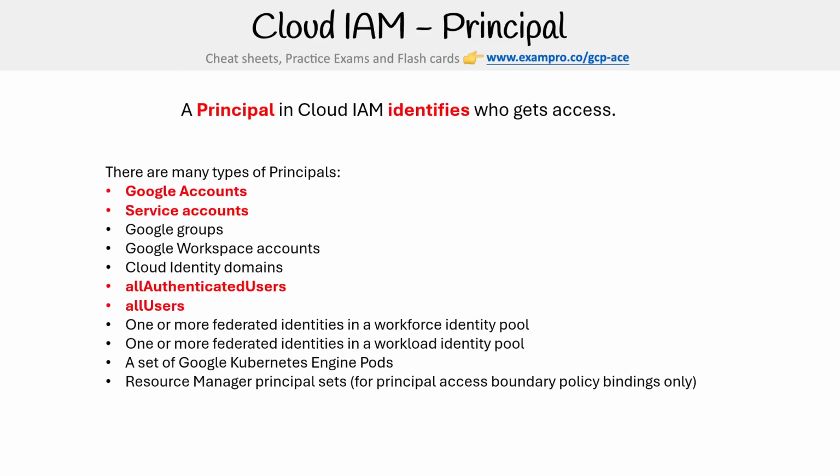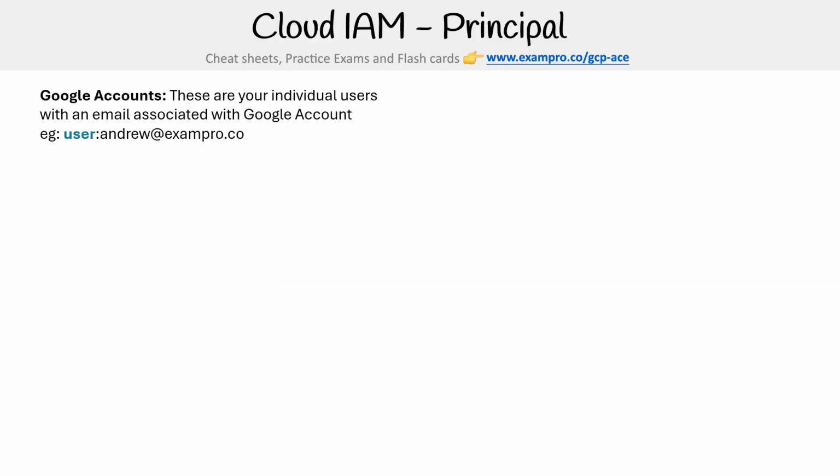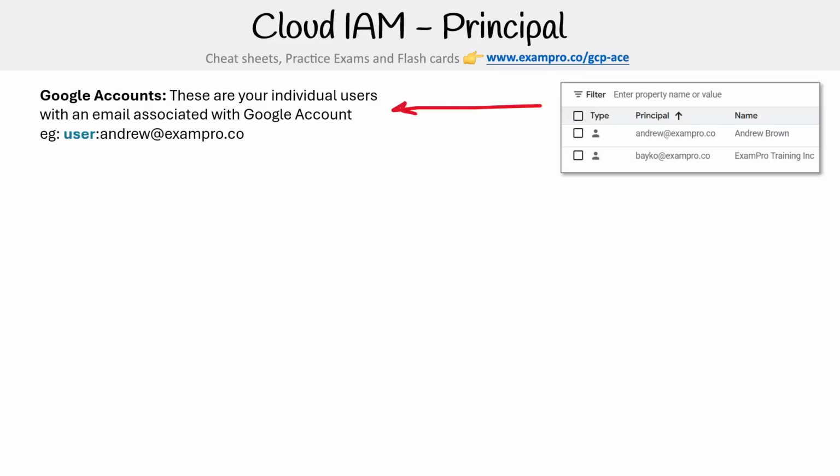So let's go take a look at the four that I'm really interested in. Now, there is Google Groups. I could have included that there, but it's pretty straightforward. It's just a group of accounts, right? So Google accounts, these are individual users with an email associated with Google accounts. And so there on the right-hand side, you can see we have Andrew and my co-founder, Bako. It can be any email. So you enter an email in, and it's pretty straightforward.